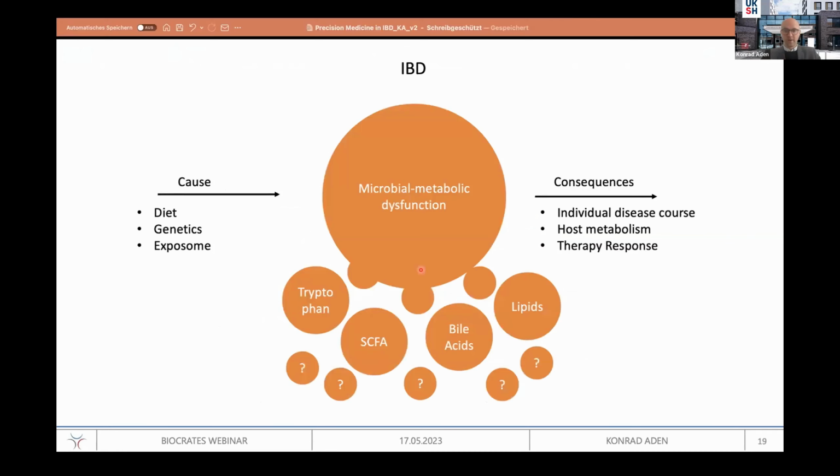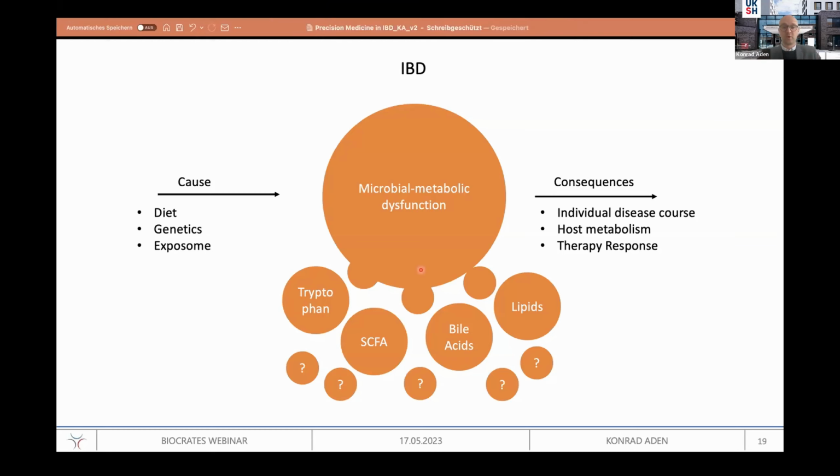So if we want to sum this up in a brief picture, we do believe that inflammatory bowel disease is a microbial metabolic dysfunction. And we have several causes that induce this microbial metabolic dysfunction. I only want to list a few points. Diet might be an extremely important factor, but we also have genetics as a factor that directly impacts our microbiome. And also putting together many, many different factors that we are not able to delineate in detail, but summing them up in the term of exposome.